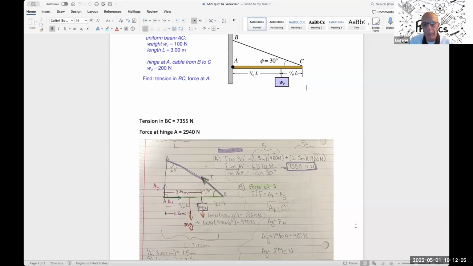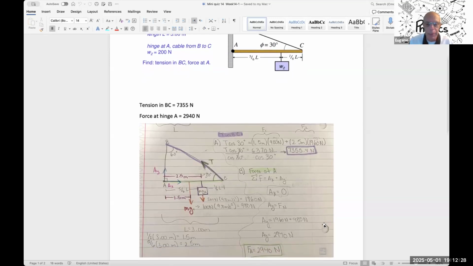And then you also have the weight of the rod that you represent here in the middle. The middle is half L, so it's L/2. It turns out that L is 3, so she put down here 1.5. So that is this distance, right? That's the weight of the ruler, and the problem gives you W1. W1 is 100 newtons.